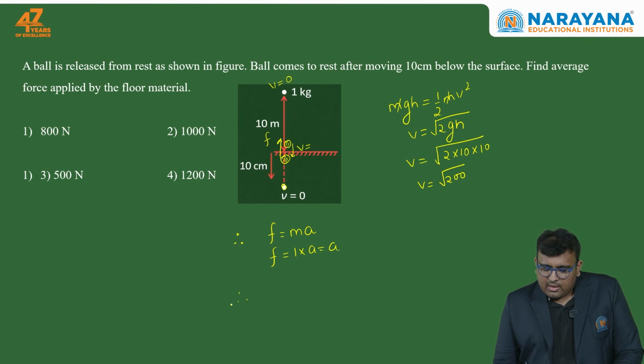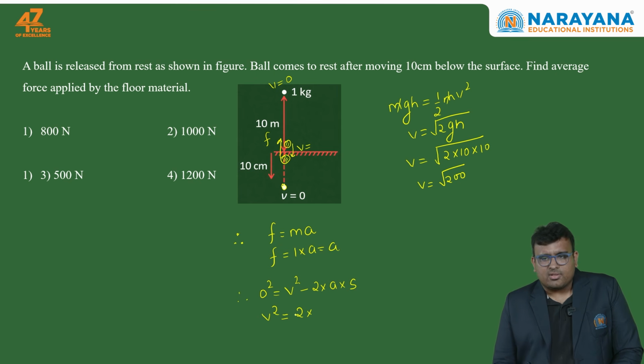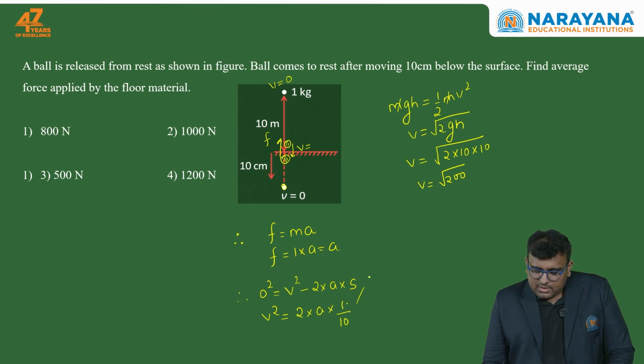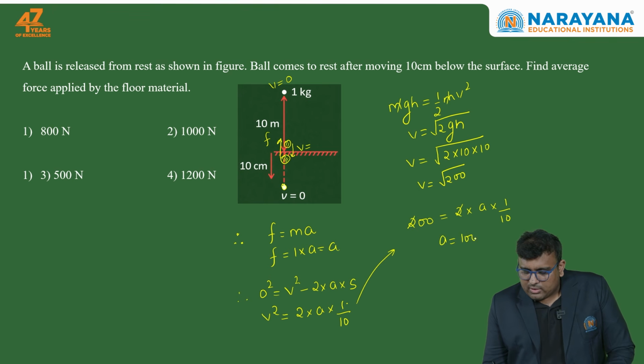I can say from here that when the particle is coming to rest, the final velocity will be 0. Initial velocity is basically v, so 0 is v square minus 2 times a into displacement. So v square is twice the acceleration a times s. S is basically 1 by 10 because it is given in centimeter, so we converted it to meter. So from here, if you observe properly, we get 200 is equal to 2 into a into 1 by 10.